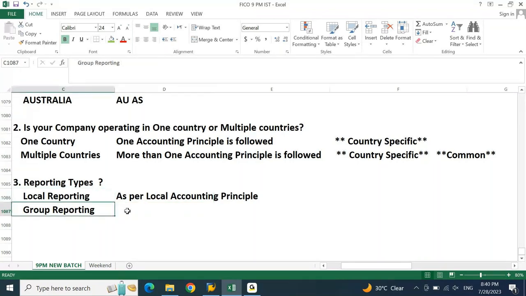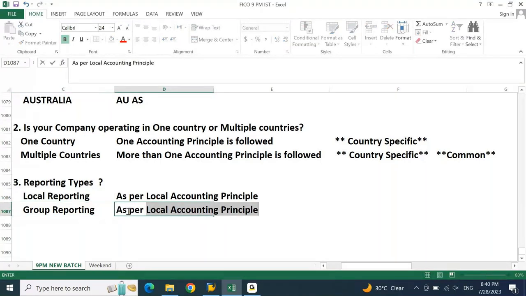Next one is your group reporting. Group reporting is as per the common accounting principle.